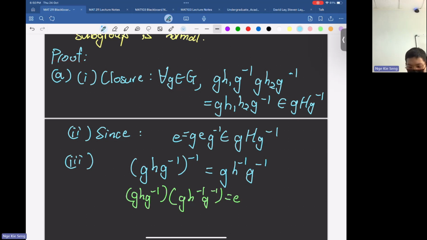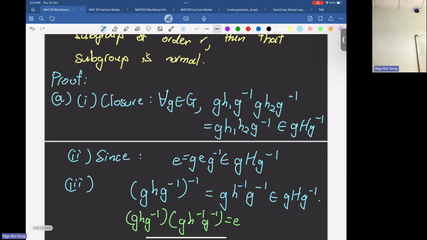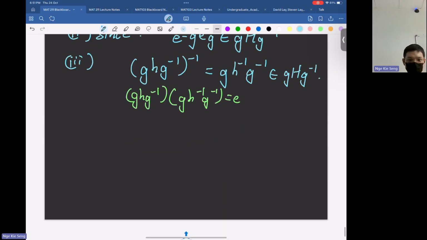So again, this guy lives in GH, G inverse. Why? Because H is a subgroup, and then the inverse of H is as is. So you can see all the properties that we have used here are using that H is again a subgroup. First one, why closed? Because H is closed also. Second, why has identity? Because H has identity. Third, why you have inverse? Because H has inverse also. So we are really just using the properties of H. Right. How about the last one?